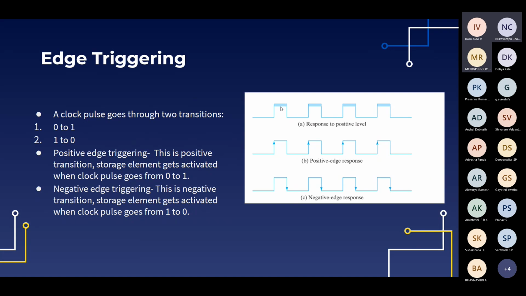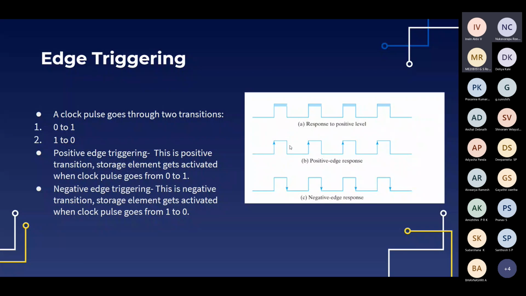Now we can clearly see that in the positive level response, the clock will be active for the whole time where the clock is 1. But in positive edge response, it will be active only in a small interval, from the transition where the clock goes from 0 to 1. At this particular instant only, the circuit will be active. It's like turning the flip flop on and off at this very instant, so that we accept the value of input only at that time instant, and before and after that it will not accept any values of input.